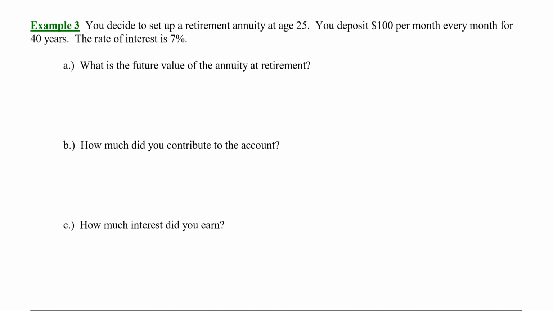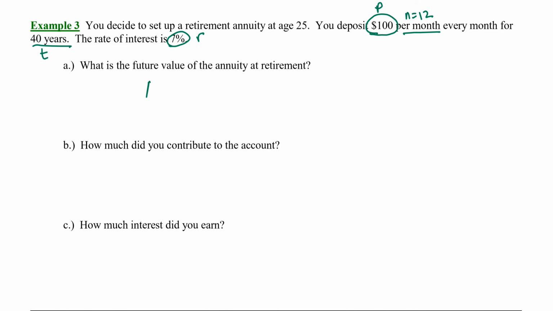Okay, so back to our example. You're going to set up your retirement annuity at age 25, and you decide to deposit $100 per month every month for 40 years. So the term of the annuity is 40 years. Your payment is $100 per month, and you're doing that 12 times a year. And we're going to look at a rate of interest of 7%. Okay, here's an exciting question. What is the future value of this annuity at retirement?